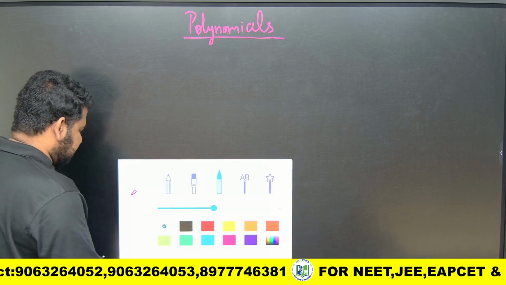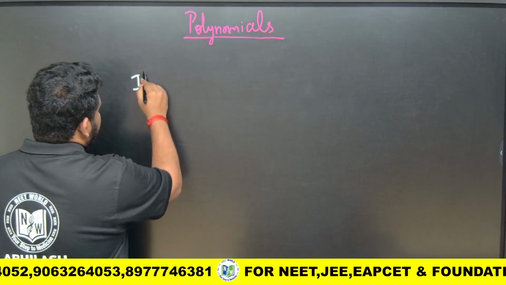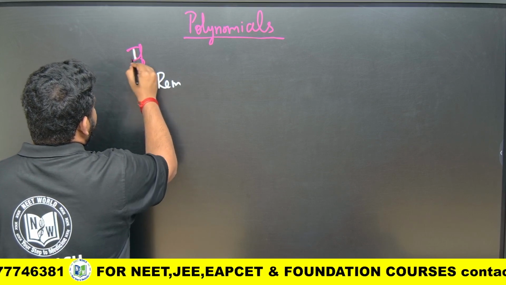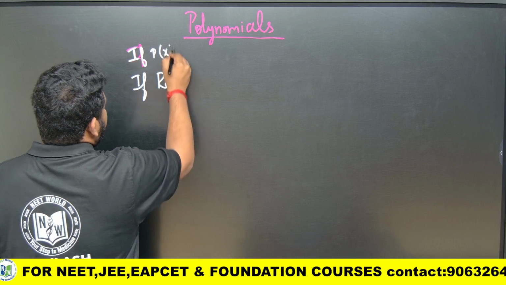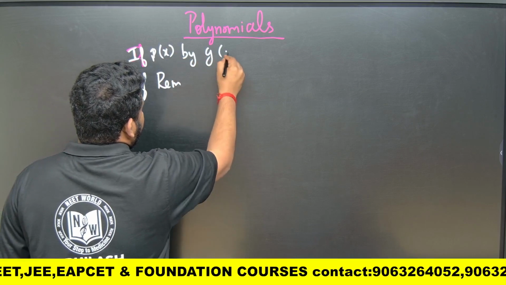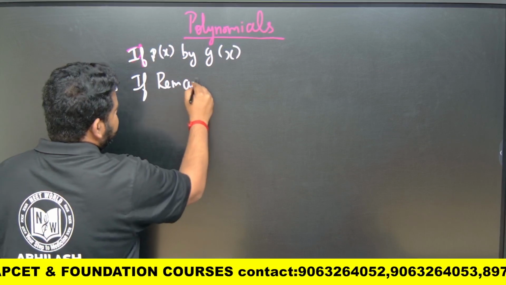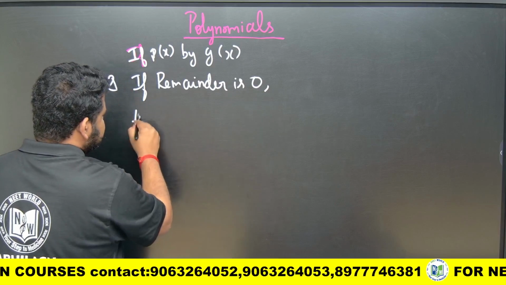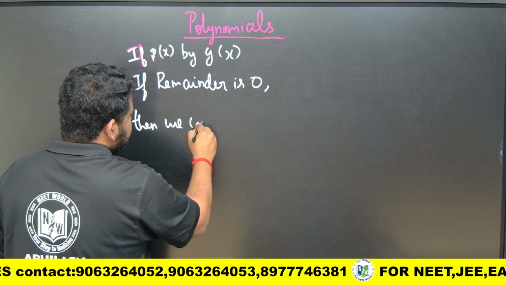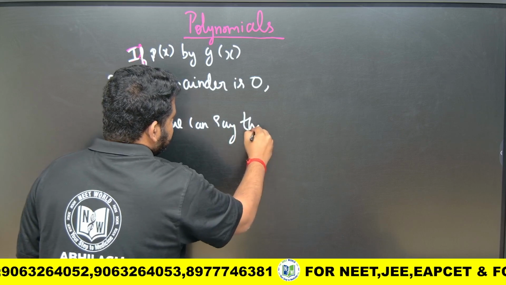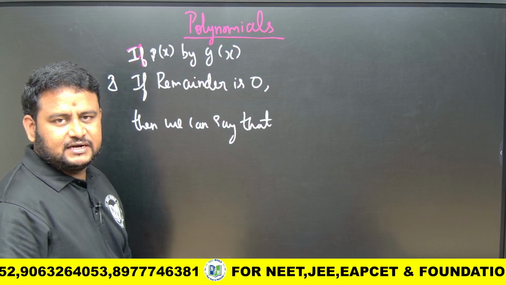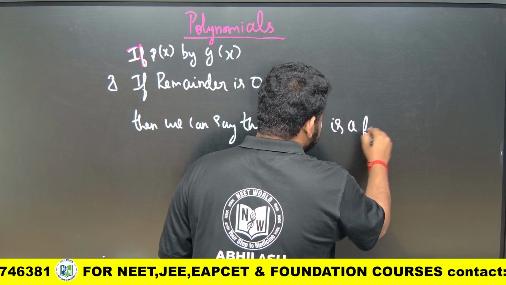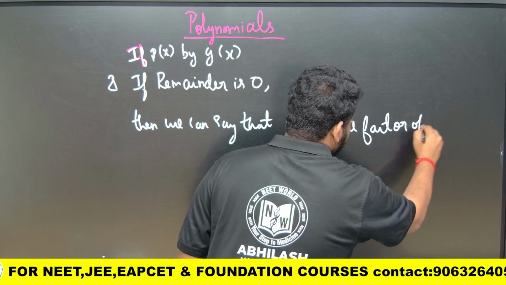We learned one important thing: if I divide p of x, that is the dividend, by g of x, and if the remainder turns out to be 0, then we can say that the divisor g of x is a factor of the dividend, that is, g of x is a factor of p of x. This is what we can say, friends.